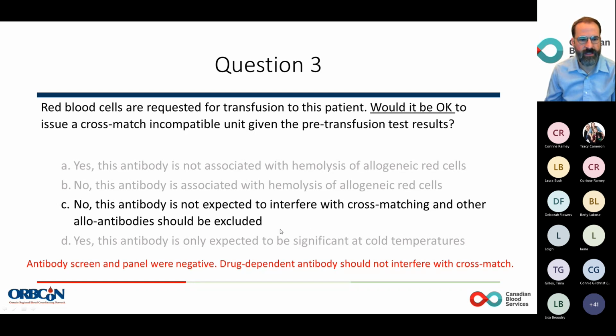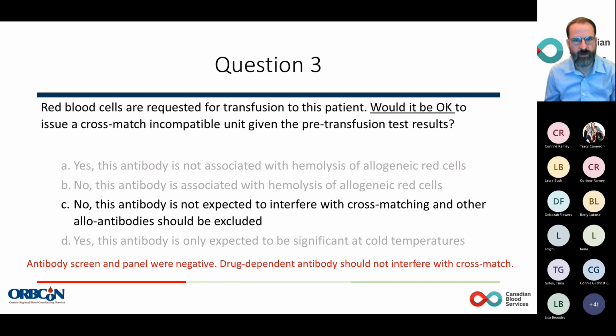So the best answer here is that this antibody is not expected to interfere with cross-matching, and so we should be excluding other alloantibodies and not releasing this unit. I think it's important to emphasize that these drug-dependent antibodies are going to be different. Even though this is a DAT positive case, this is not the same scenario as an autoimmune hemolytic anemia, where we might actually feel comfortable releasing a cross-matching compatible unit because that's expected with the autoantibodies.